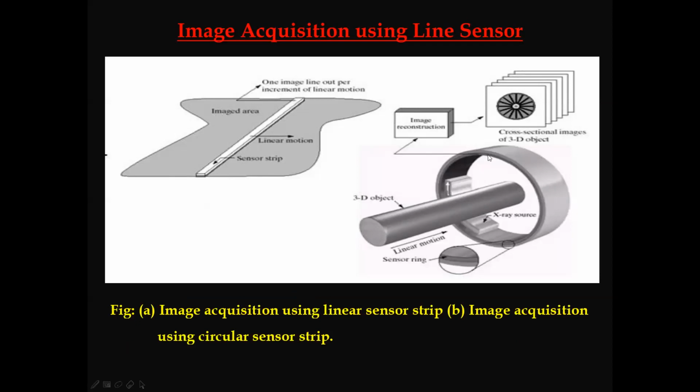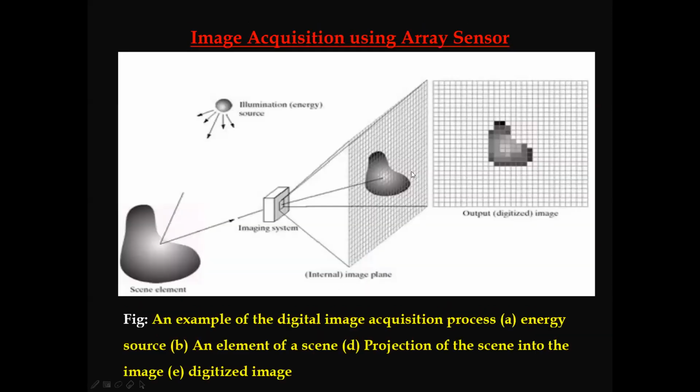And here we have a ring. On the ring, we have a sensor material. The ring is rotating in one direction, whereas this flat bed is moving into or out of the ring. So the movement of the object is in one direction, and the movement of the sensor ring is in the opposite direction. Due to this, a two-dimensional image is formed.